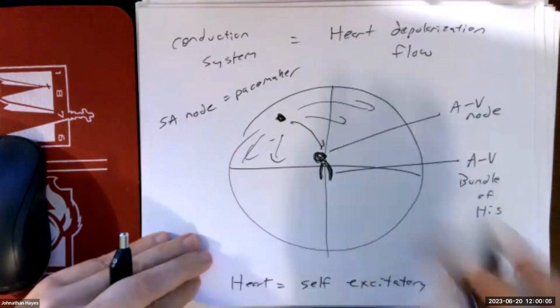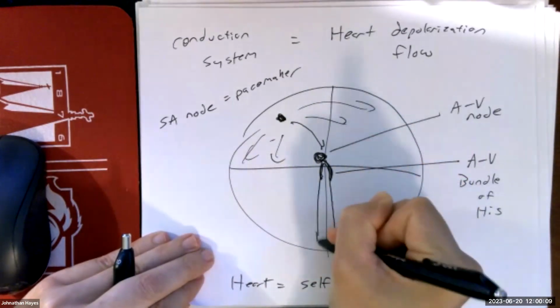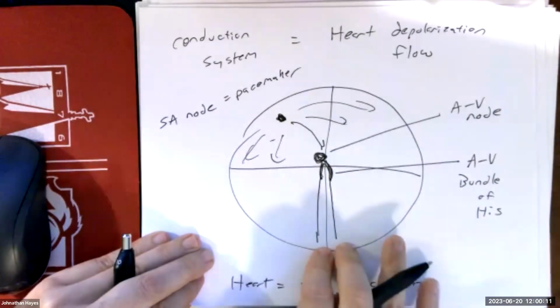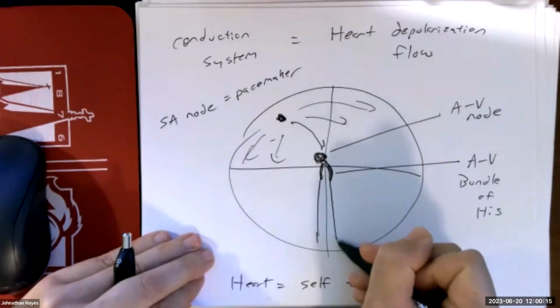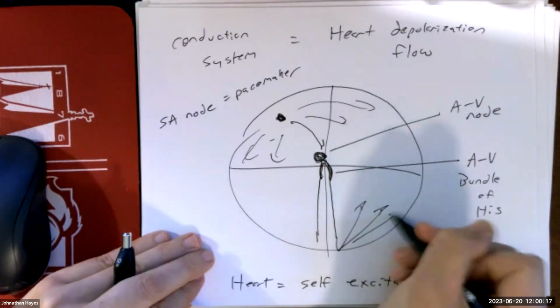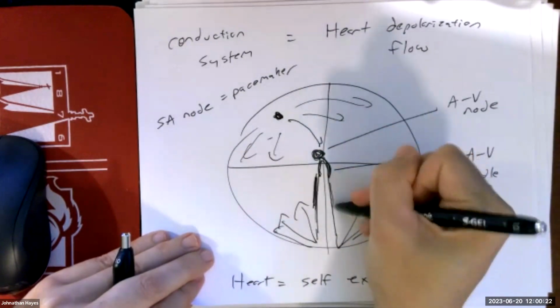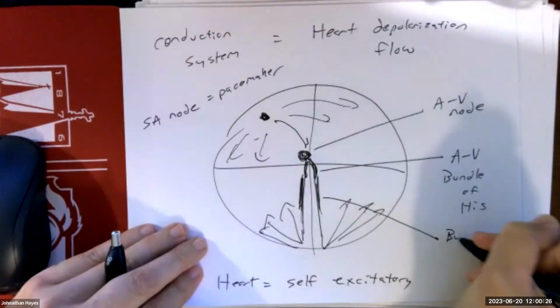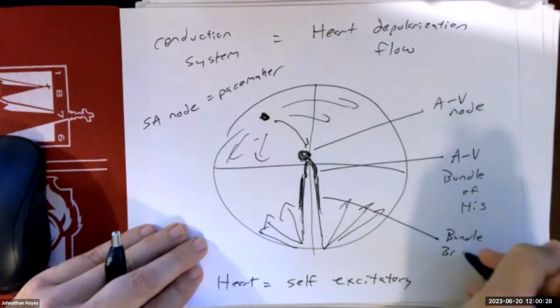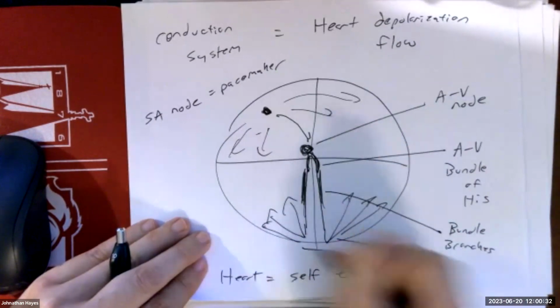From that AV bundle of His, you're going to have bundle branches that travel down the interventricular septum, so kind of within the walls of the heart itself. It's going to go all the way down to the bottom here, and it's going to fire up Purkinje fibers in this direction. So as we're going side to side down here, these are called bundle branches. And these bundle branches will lead it to the Purkinje fibers that are here at the bottom.